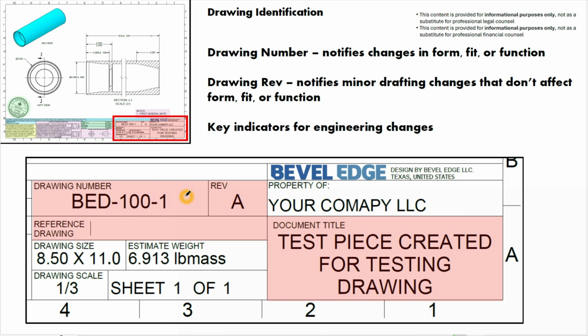Drawing number changes in an engineering process usually signal changes in form, fit, or function. So if there is a part that looks like another one but has a different number, their form, fit, and function are different.